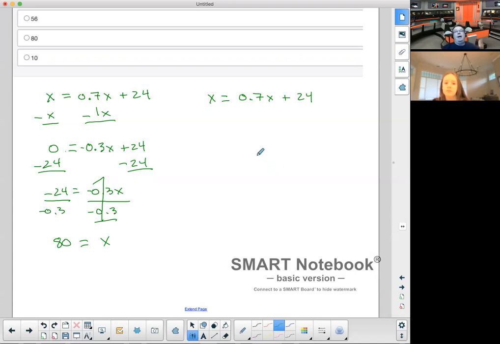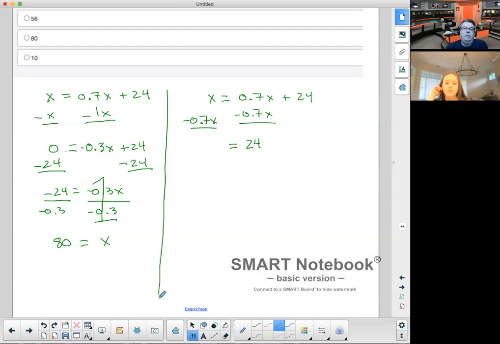Okay, so I have an x on the left side, and then I have an x and just a number on the right side. Okay, so if I gather my x's and get it all by itself over here, if I subtract 0.7x, then over here on the right side, this is gone, and all I have is 24. Do you see how that's a little bit more efficient than moving to the right first?